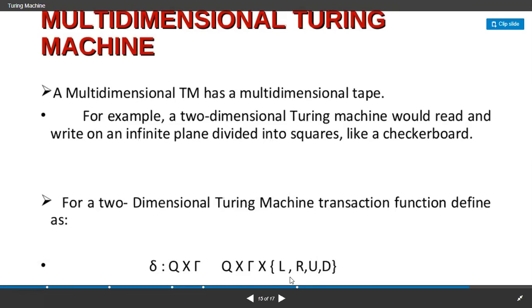And if you see the mapping function like this, then you can easily recognize which type of Turing machine it is. So please make a note of this also. The transition mapping function for the multi-dimensional Turing machine is Q into tau into Q into tau into the left, right, along with U, D.